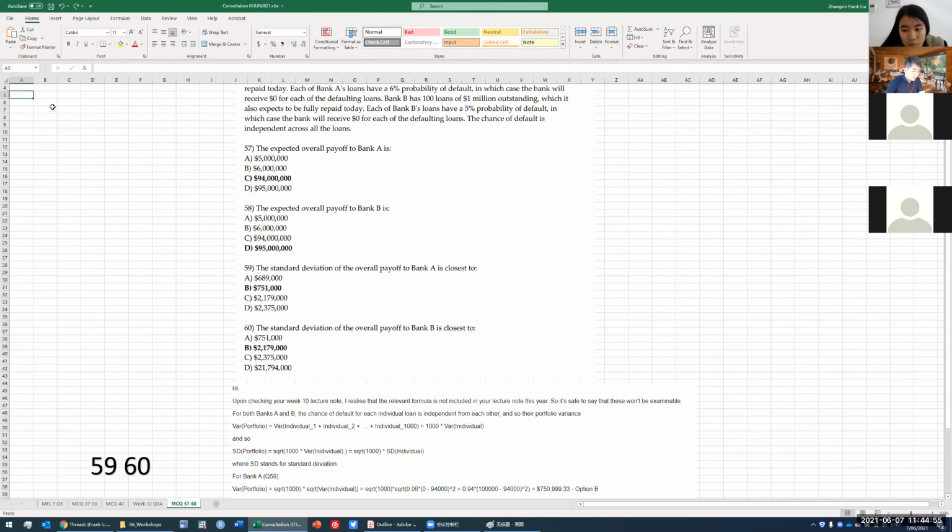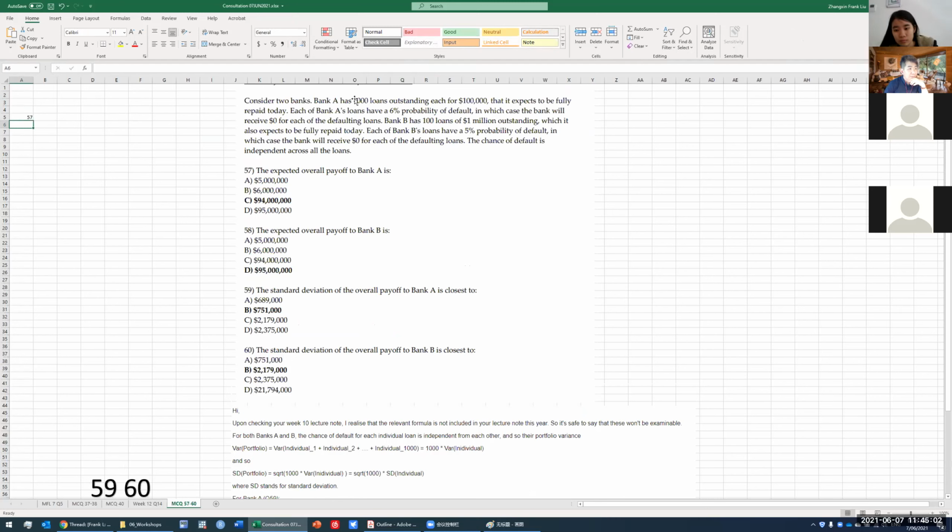Anyway, it's 57. So 57 is just to do with the expected overall payoff to Bank A. Given that Bank A has 1,000 loans, and each one is outstanding with $100,000, the expected value. Let's keep reading. 6% probability of default, which means they get 0, and 94% chance you're getting back $100,000, right?